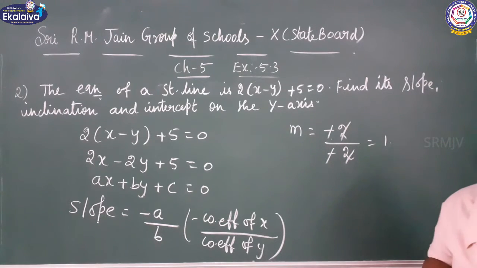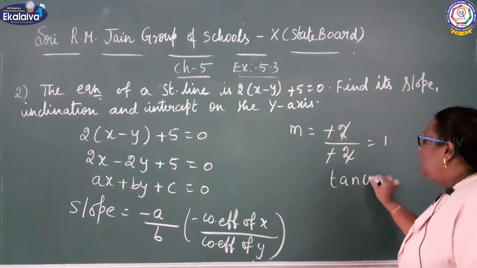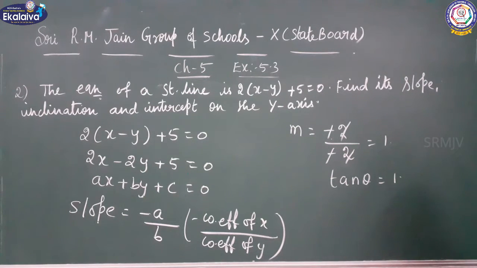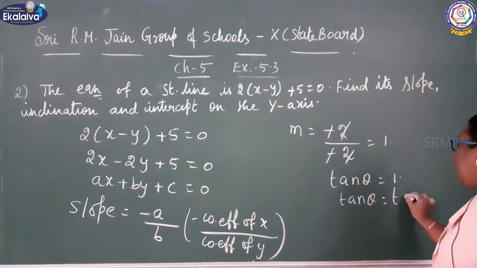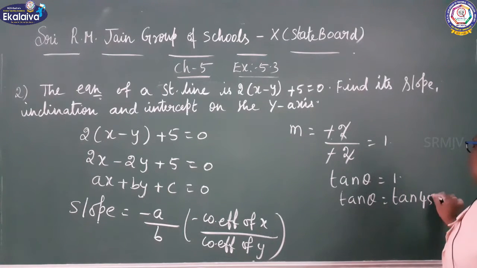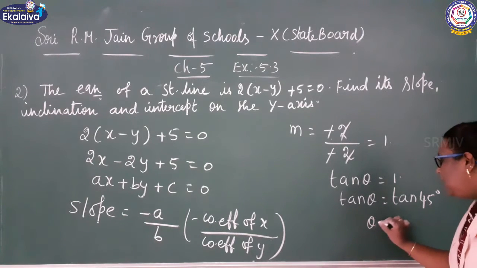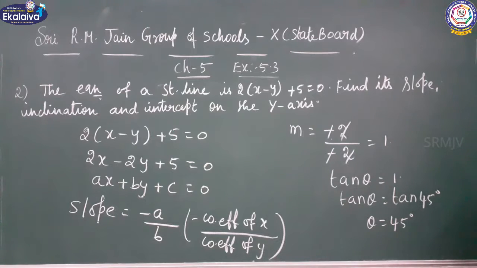Then you should find the inclination. Inclination is nothing but tan theta. M is also tan theta. Tan theta equal to 1. When do you get the value 1 in the trigonometric table? Tan theta equal to tan 45 degree, and tan 45 degree equal to 1. So theta equal to 45 degree.